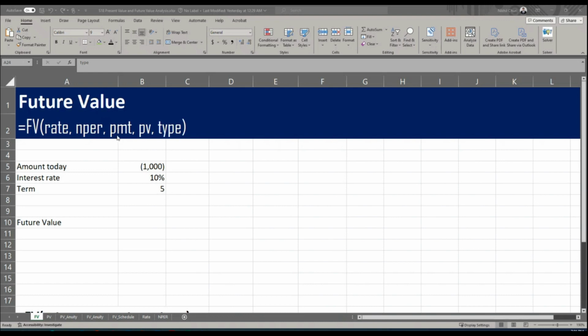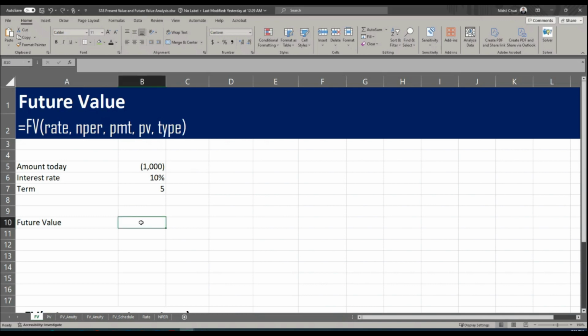For now, we are going to ignore PMT (payment) and also the type. These two, PMT and type, have relevance in bigger problems we'll be solving in future. For simple FV calculations, we have to ignore the PMT and type. So let's ignore those and move forward with the PV. The present value is 1000 over here. So this is the simple formula, and I'm going to start using it.